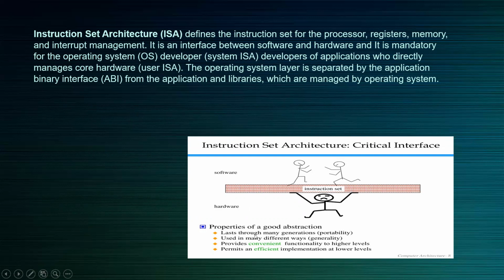It lasts through many generations. That is, the portability is very good and it is used in many different ways, like generality, provides convenient functionality to higher levels, and permits an efficient implementation at lower levels. So instruction set architecture basically consists of the processor registers. It provides an instruction set for processor registers, memory, and interrupt management. The main aim of the instruction set architecture is that it separates software from hardware.